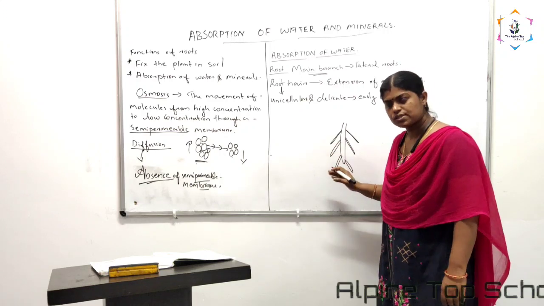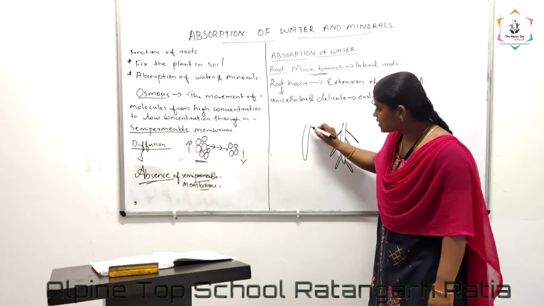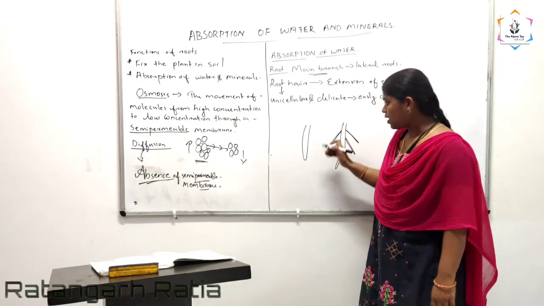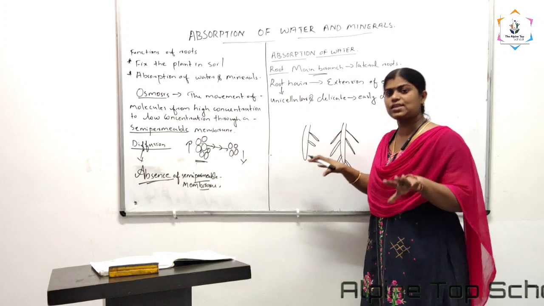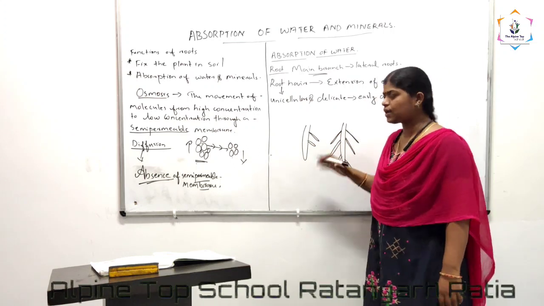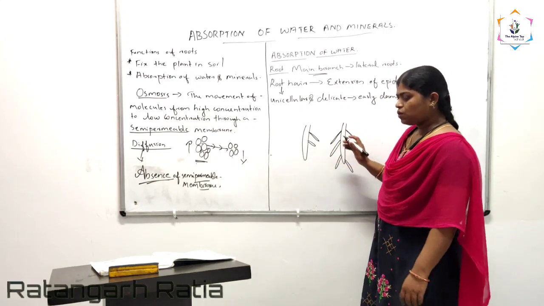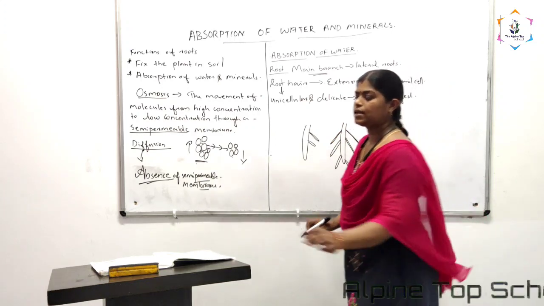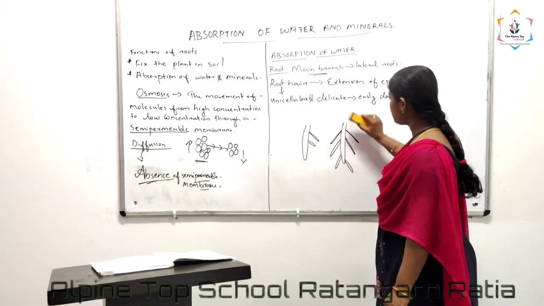What is the use of this? See, suppose if it has only one root, only this much area is present to absorb the water. Okay. So, the lateral roots increase the surface area of the root to absorb water. Okay. More water can be absorbed with the help of the lateral roots. Understood? So, the main root will be there, and with the main root there are generally so many lateral branches in plants.